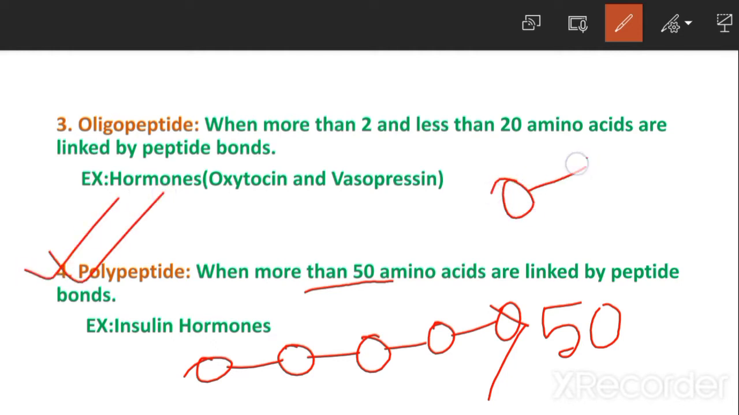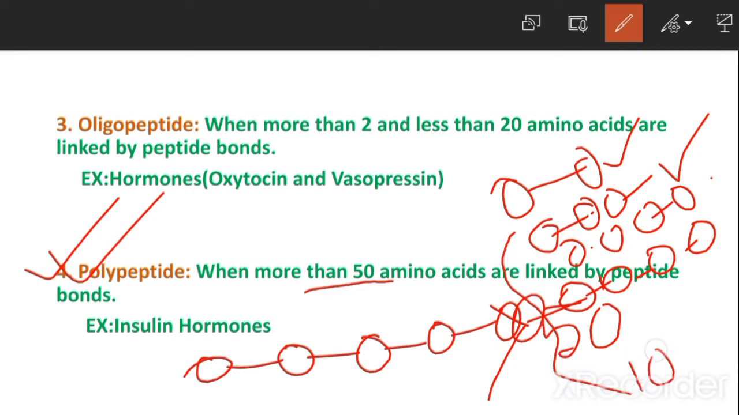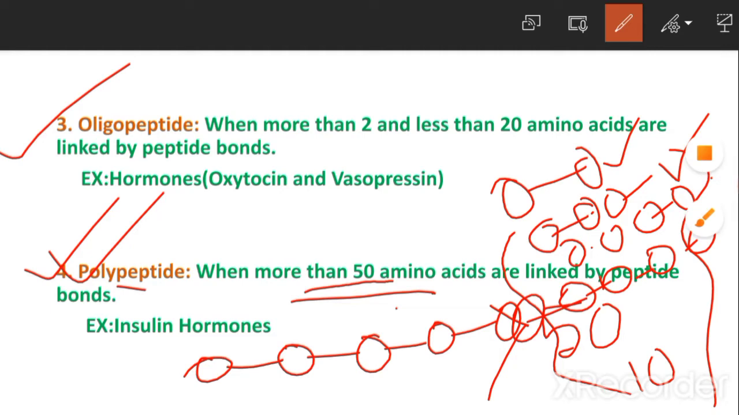When 2 are bonded, that is called a dipeptide. When 3 are bonded, a tripeptide. When 4 are bonded, a tetrapeptide. When 5 are bonded, a pentapeptide. But when there are more than 2, 3 to 10 amino acids, that is also called an oligopeptide. And when more than 50, that is called a polypeptide.